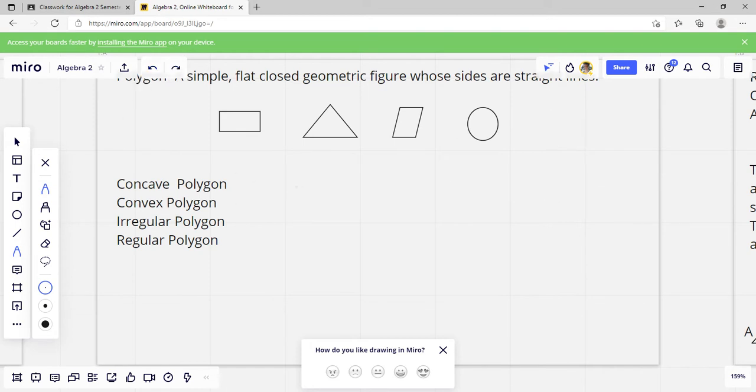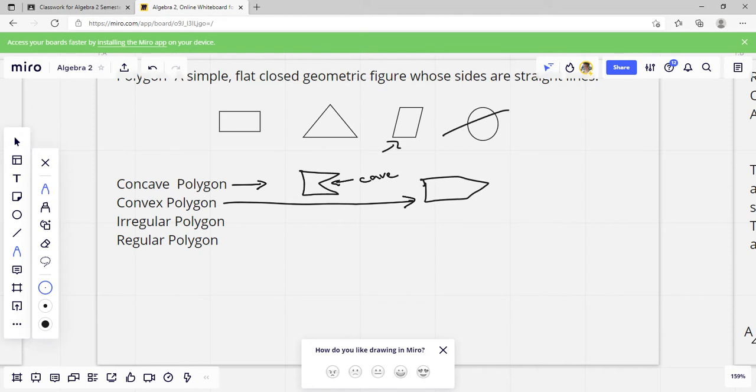A concave polygon basically has a cave in it. So here's our cave. A convex polygon is just one that doesn't have a cave, so any regular shape. Like that would be convex, that one would be convex, that one would be convex.